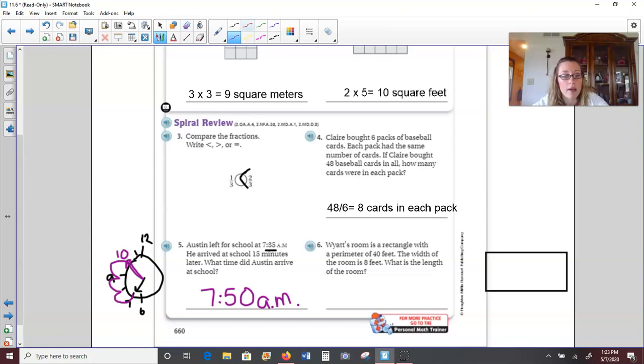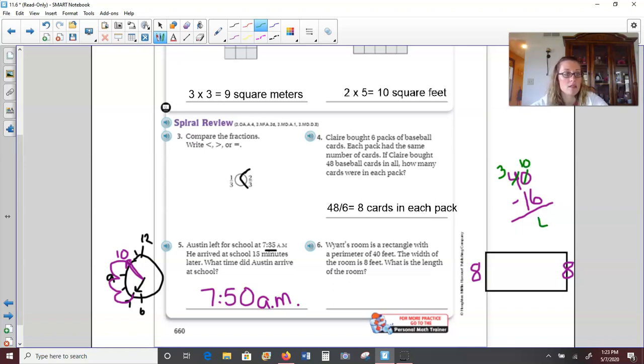No, I won't. Okay, so the total distance around is 40, and we know that the width of the room is 8 feet. So if this side is 8 feet, then the other side has to be 8 feet. And 8 plus 8 is 16. We need to know that because we have to take that away from the total to figure out what the length of the room equals. So let's subtract. We have to regroup a little. This is a little bit of work. Hang in there, guys. You can do it.